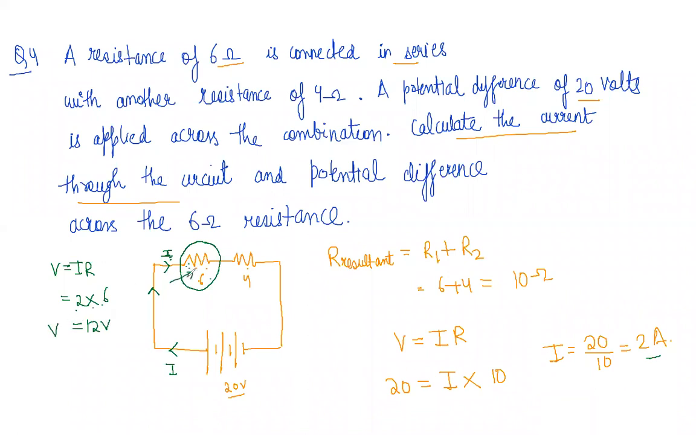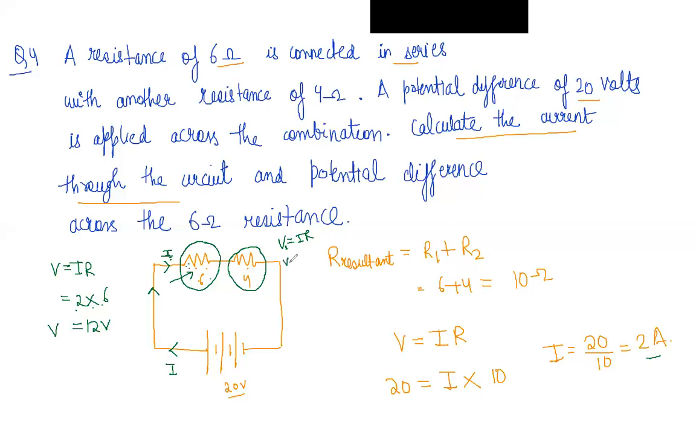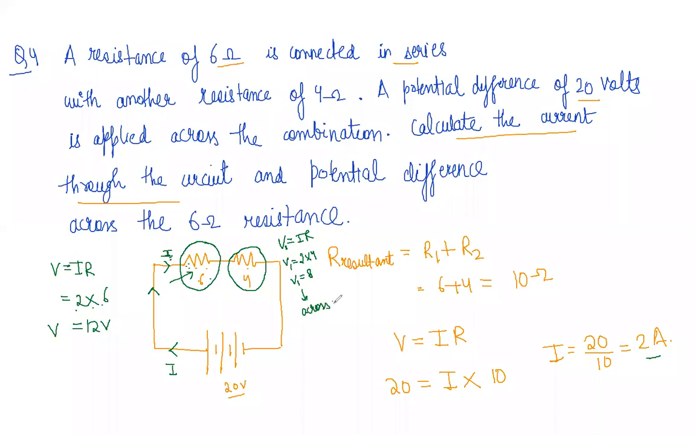This is the voltage across the 6 ohm resistance. If we have to find the potential difference across the 4 ohm, I will again use Ohm's law. V1 is equal to IR. The amount of current flowing will be the same, because in a series connection the amount of current which flows through the circuit is the same. So the current will be 2 ampere and the resistance is 4. So I can write 8. So the potential V1 across the 4 ohm will be 8 volts.